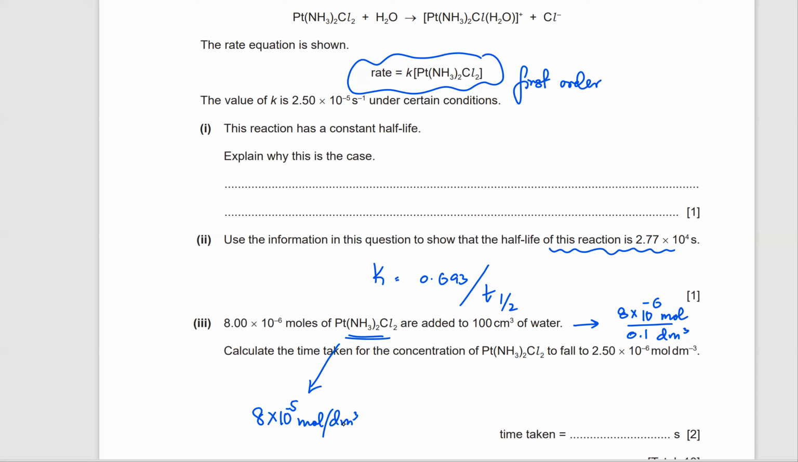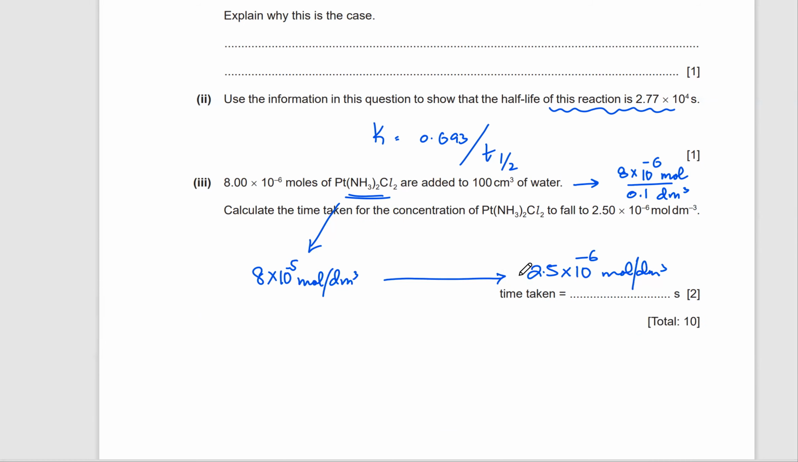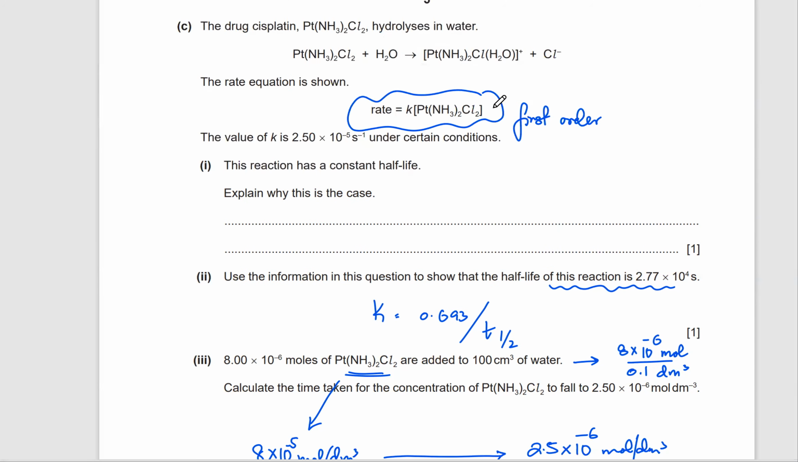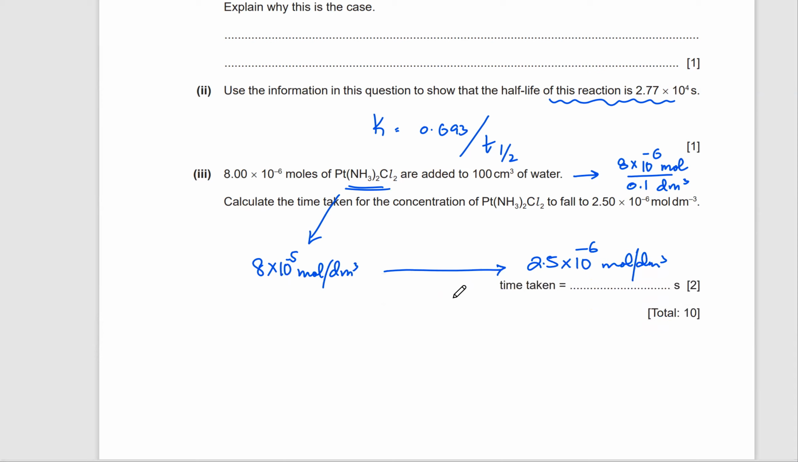The reaction starts there. Now we're saying calculate the time taken for the concentration to decrease to 2.5 times 10 power minus 6. What is the amount of time for the concentration to decrease to this amount? Now remember it's a first order reaction, so that means the half-life is constant. So start by asking how many half-lives this is. You start at this point and you have to end up over here. So how many times would you have to halve the concentration?